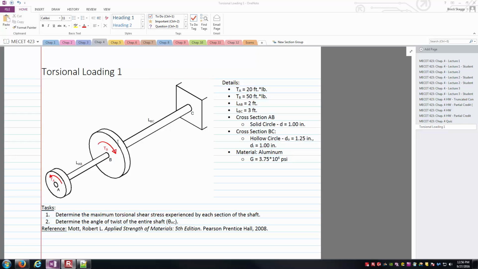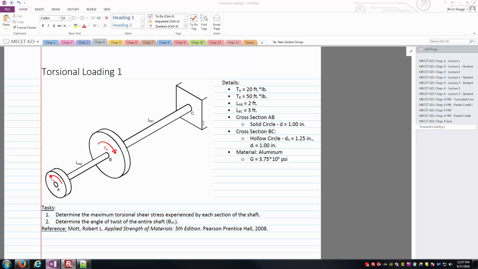Think of these as V-belt pulleys, sprockets, sheaves, gears, whatever they may be. A couple of items are causing concentrated torques to be applied at points A and B. The only thing we need to know is at point A, there's a torque in the counterclockwise direction with a magnitude of 20 foot-pounds. At B, another torque about the axis of the shaft with a magnitude of 50 foot-pounds in the clockwise direction. As far as lengths, AB is 2 feet, BC is 3 feet.